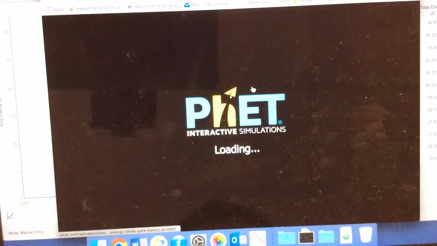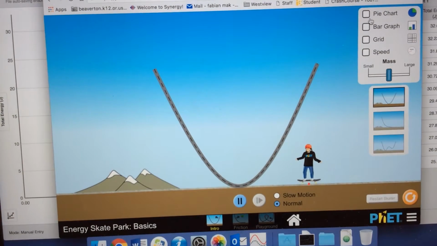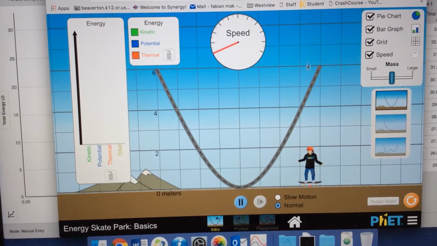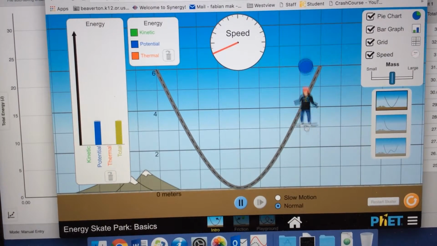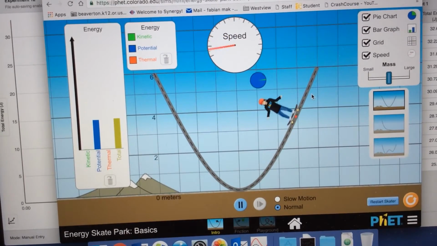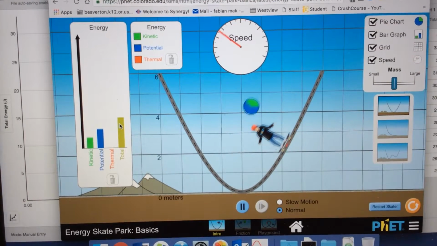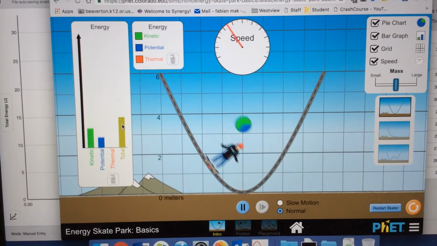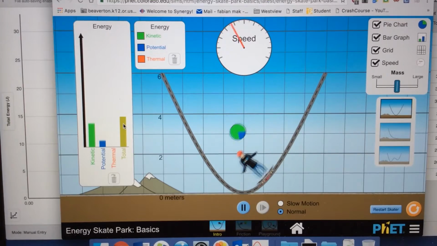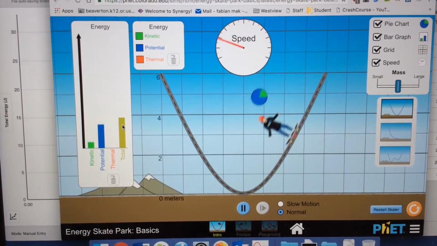So if you run it, it looks something like this. You can turn on all these different graphs. The idea here is to see what's happening as the person goes back and forth in real time. Okay? And what I want you guys to notice is a couple things. First, your total energy is constant, right? That is, as long as there's no energy transferring in or out of the system, which is the skateboarder, it can't gain or lose energy.